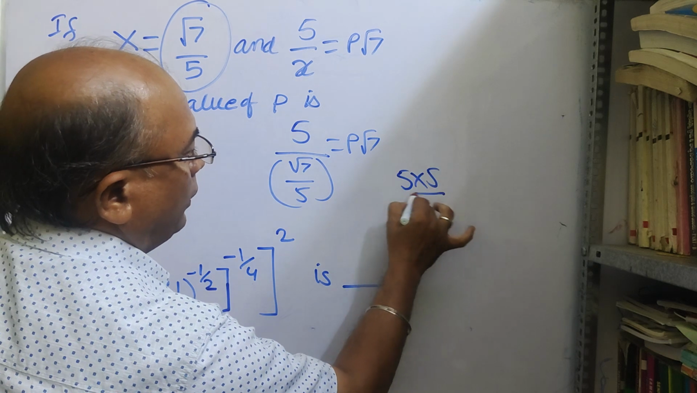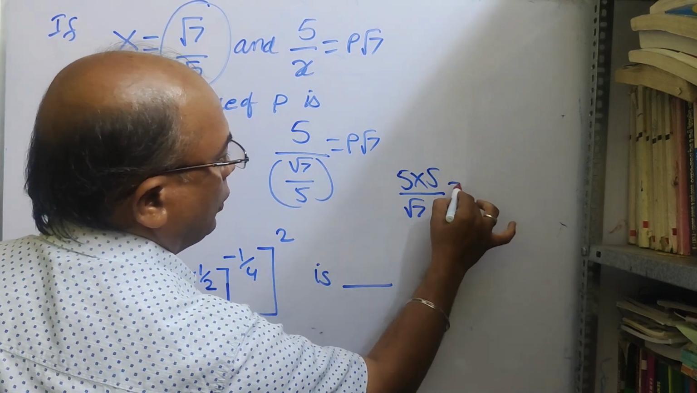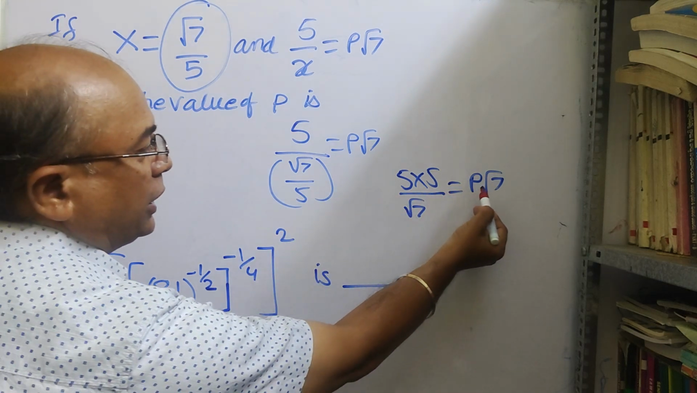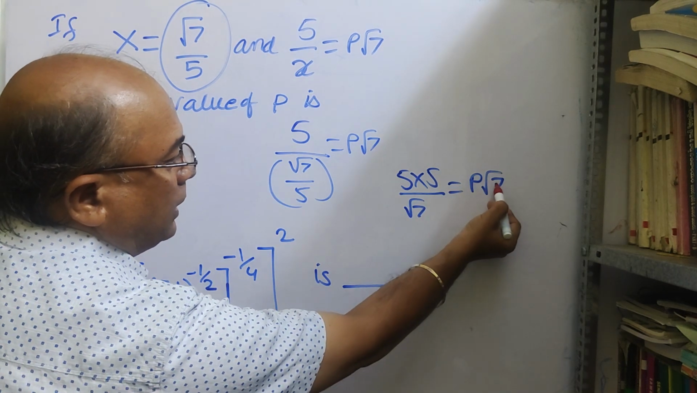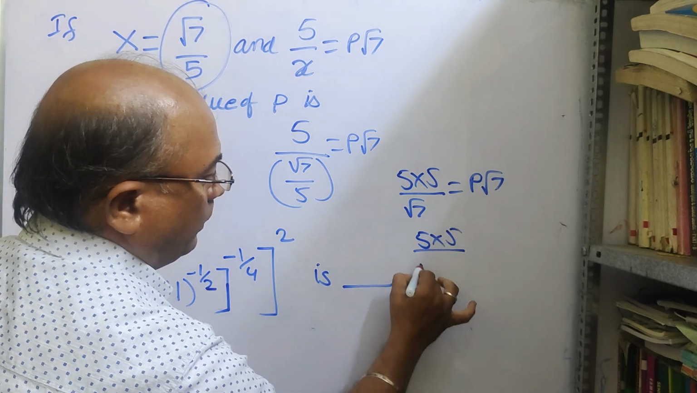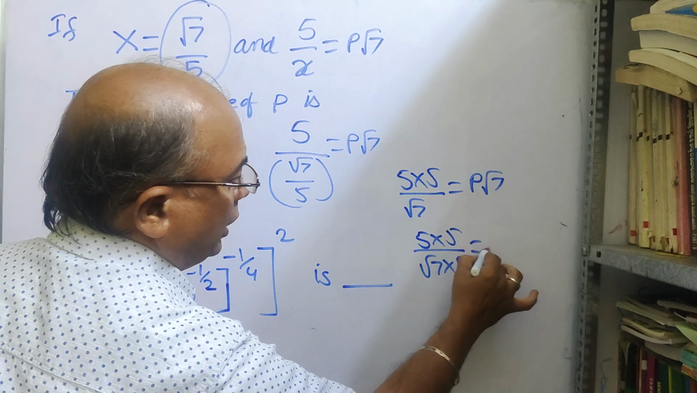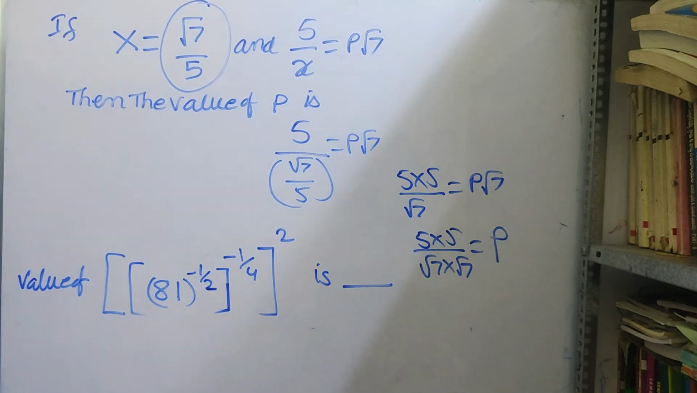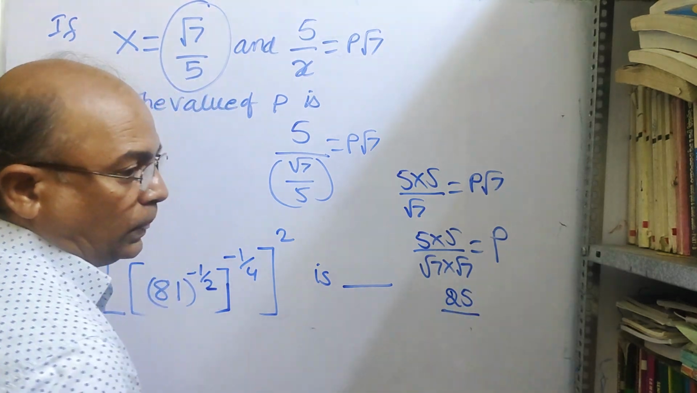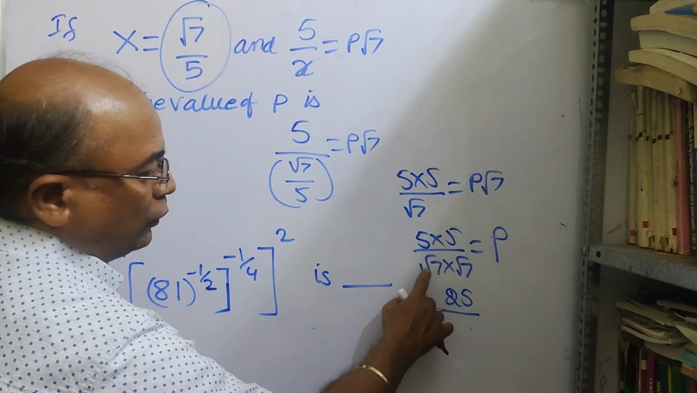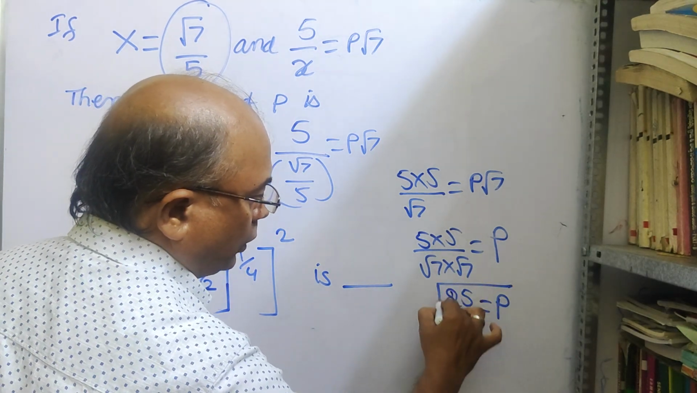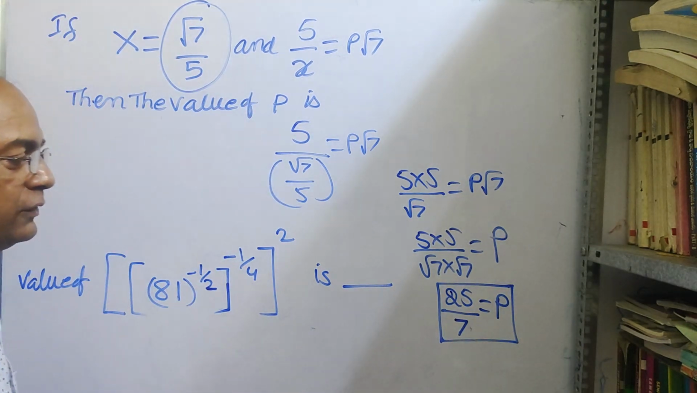5 into 5 divided by root 7 equal to p root 7. Root 7 taking to left side means it comes to the denominator. 5 into 5 by root 7 into root 7 equal to p. 5 5s are 25, numerator value. Root 7 into root 7, root 49 value is 7, denominator value. Therefore, p value is 25 by 7.